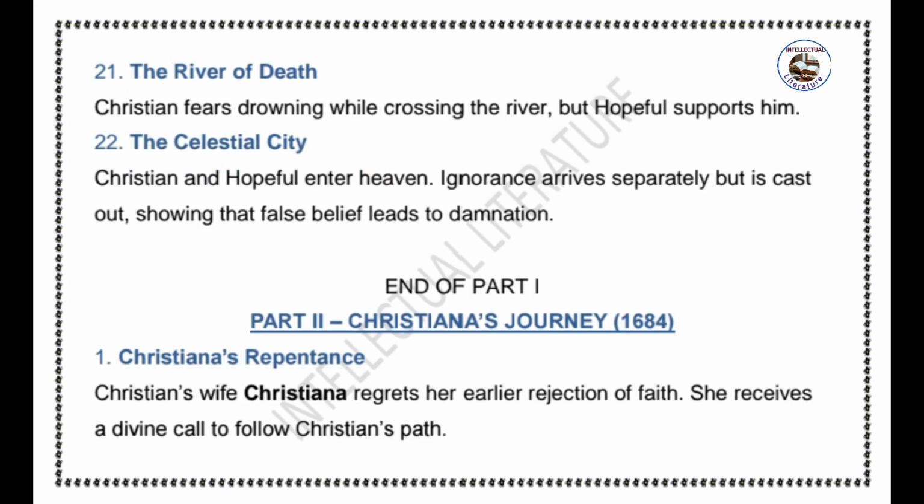Christian fears drowning while crossing the river of death, but Hopeful supports him. Christian and Hopeful enter heaven. Ignorance arrives separately, but is cast out, showing that false belief leads to damnation. Now Part 1 is ended.